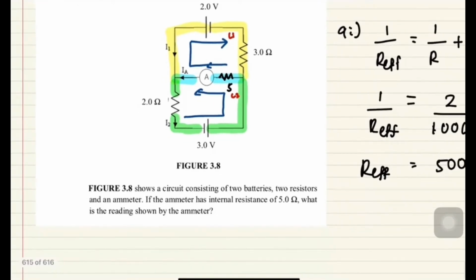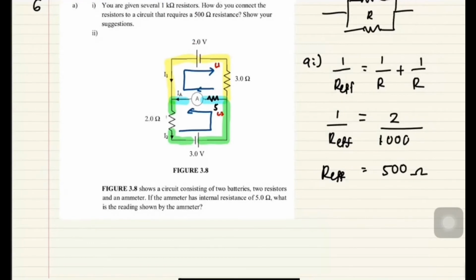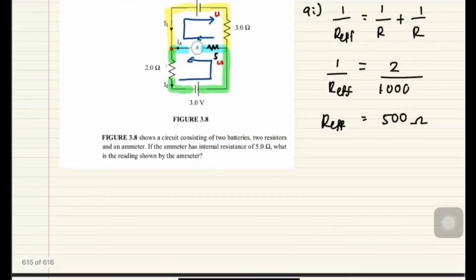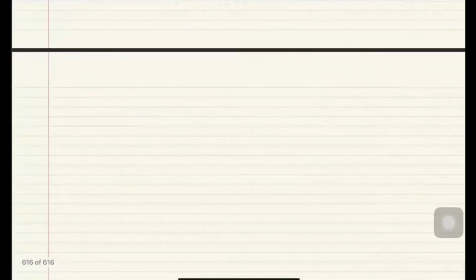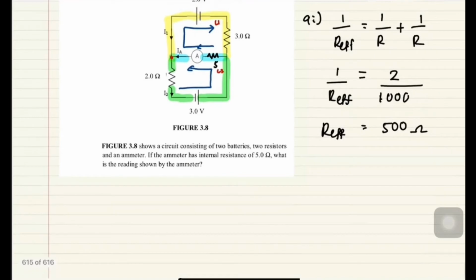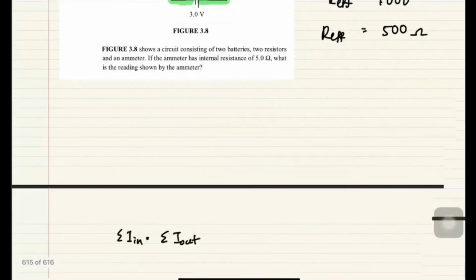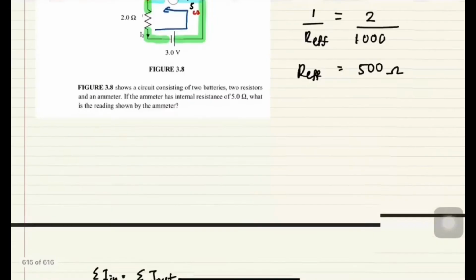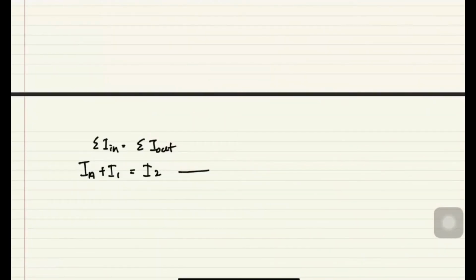Once you do that, kamu tentukan junction dia. Let's say kita ambil dekat sini. So, first equation kita akan apply I in sama I out. Yang masuk adalah IA dengan I1, yang keluar adalah I2. So, IA tambah I1 equals to I2. This will be your first equation.